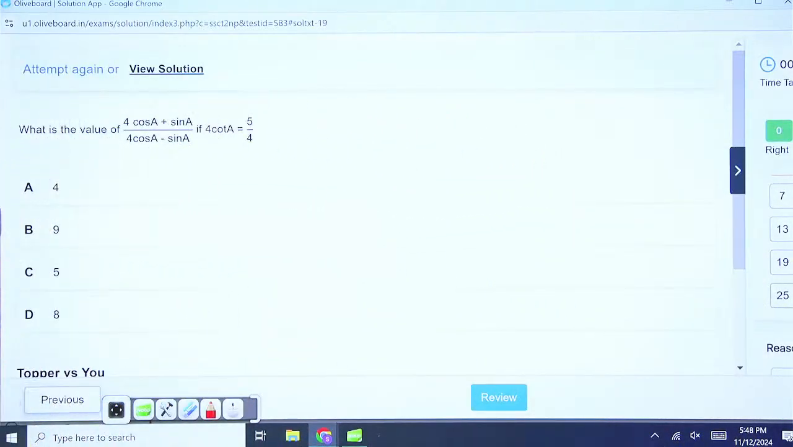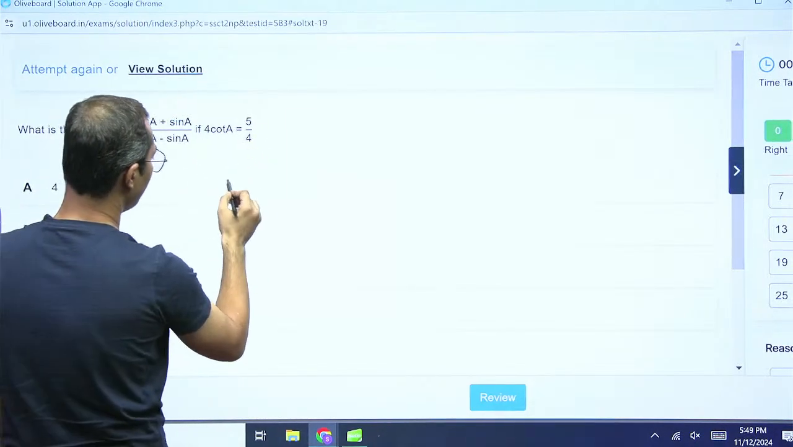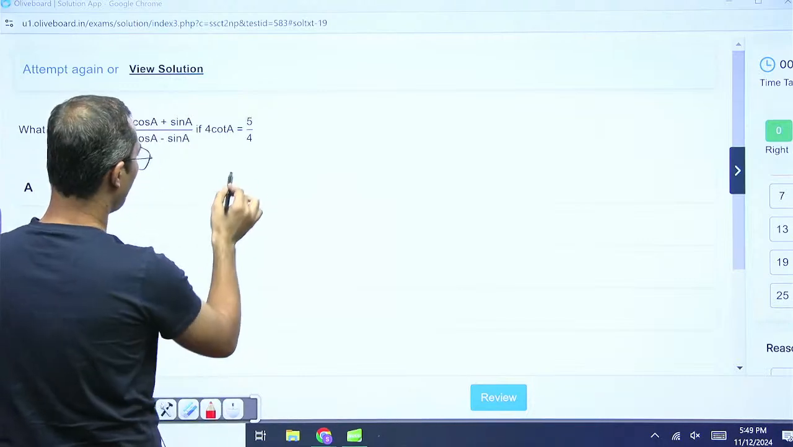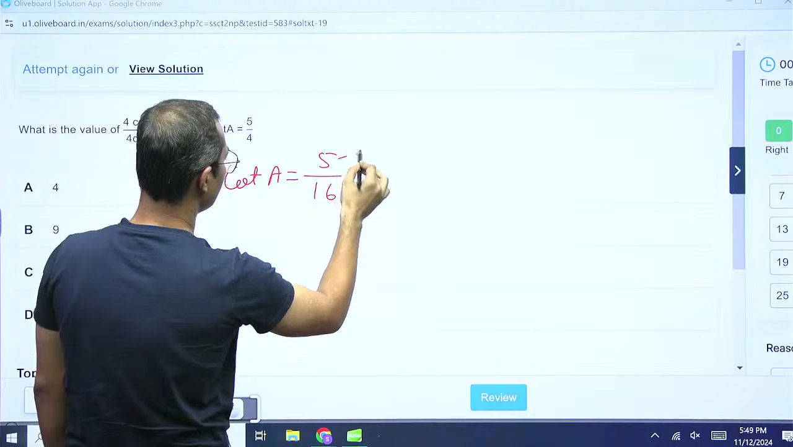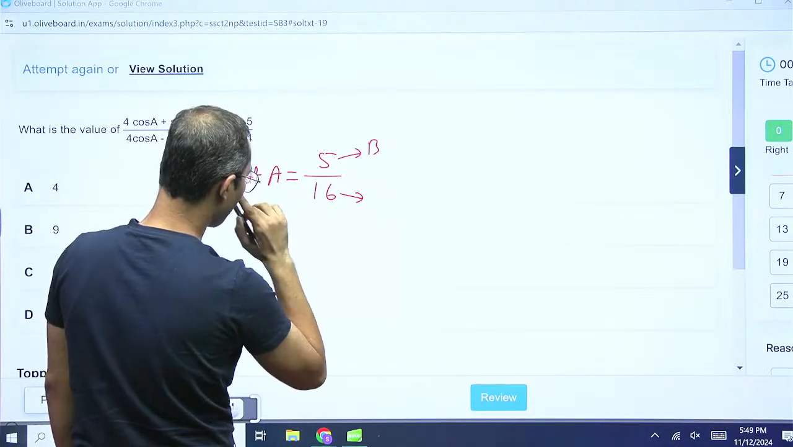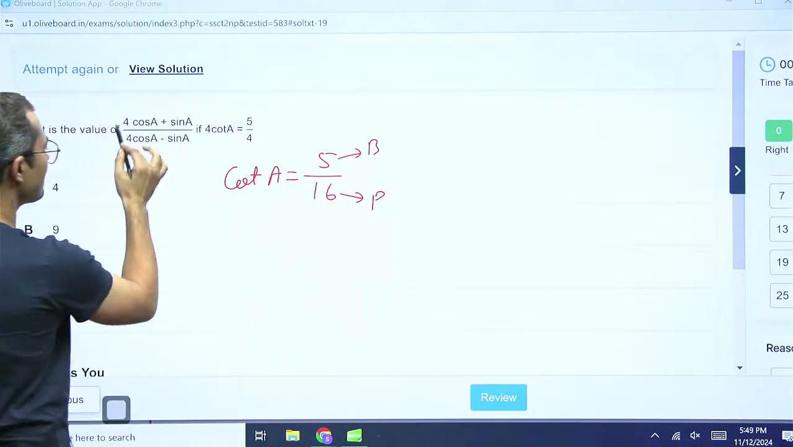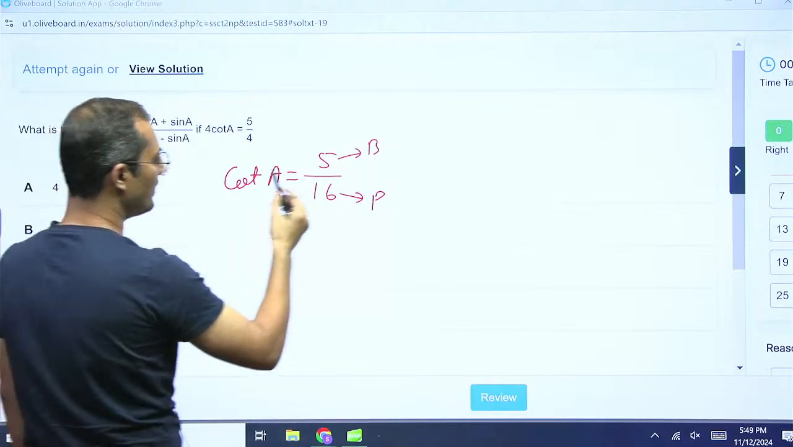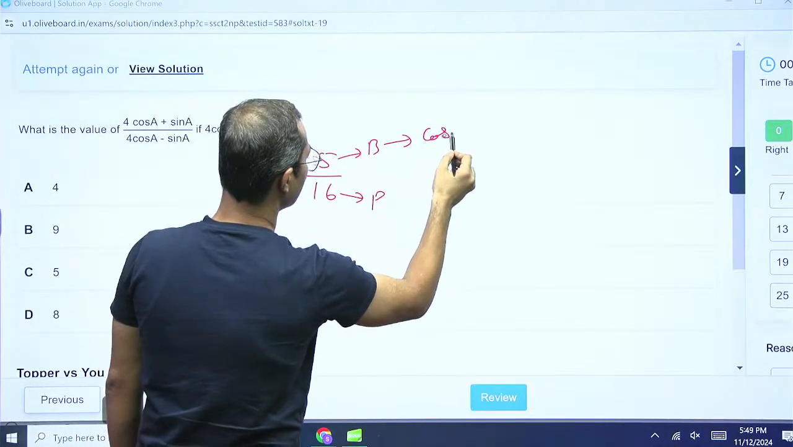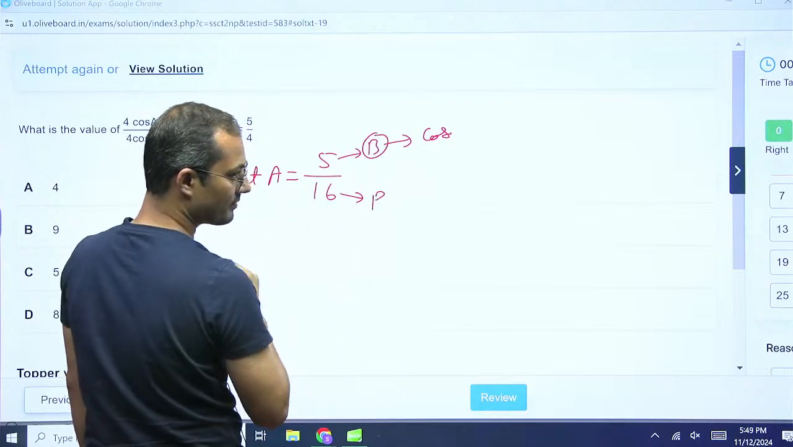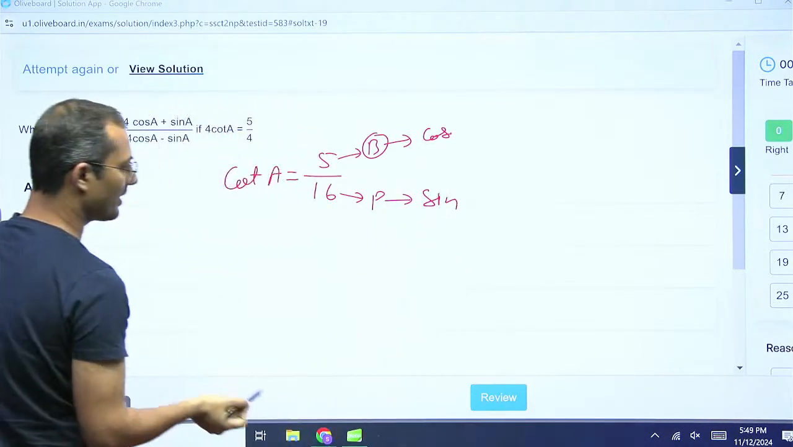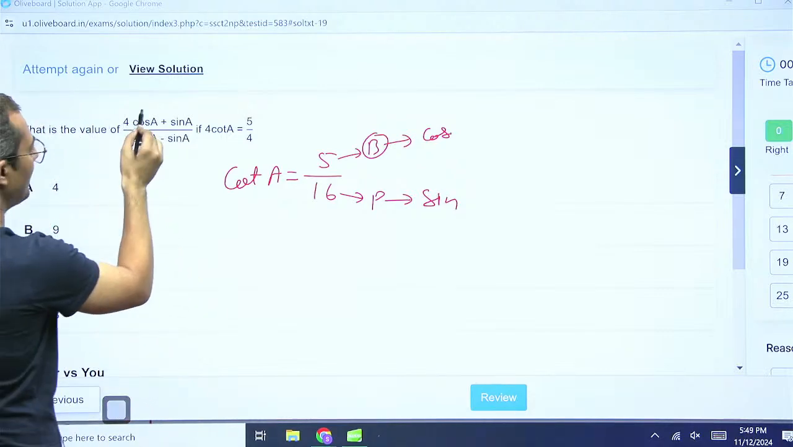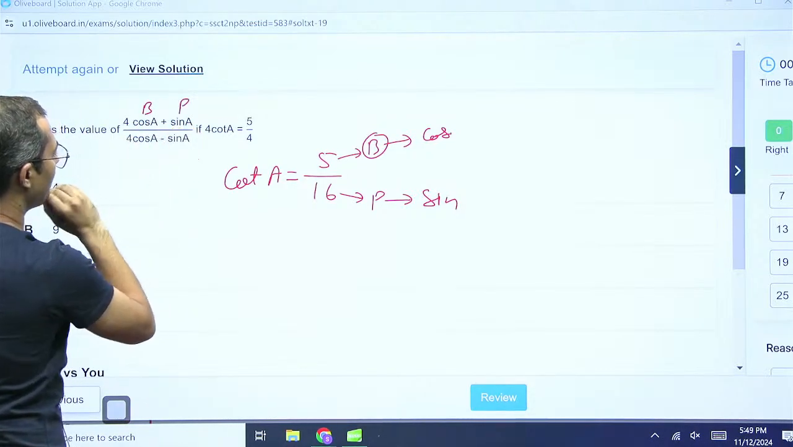Here we can apply 4 cot A. So cot A is equal to 5 by 16, so this is base and this is perpendicular. When the degree is the same in the numerator and denominator, we can take the value of cos for the value of base, and for P we can consider sine, right? So putting in place of cos the value for base and value for P.